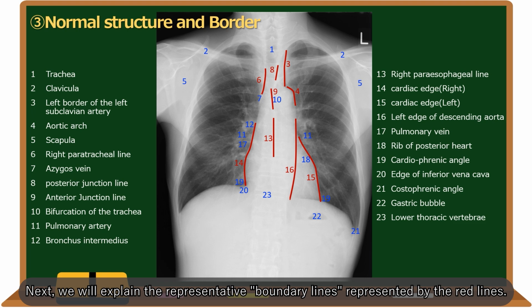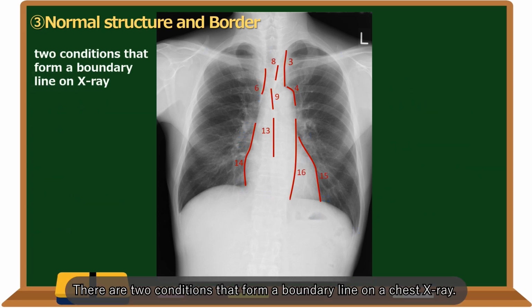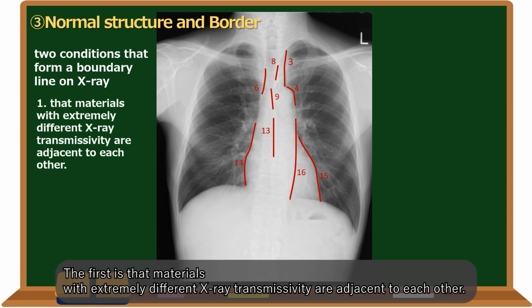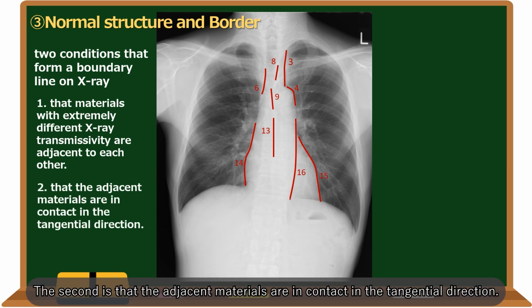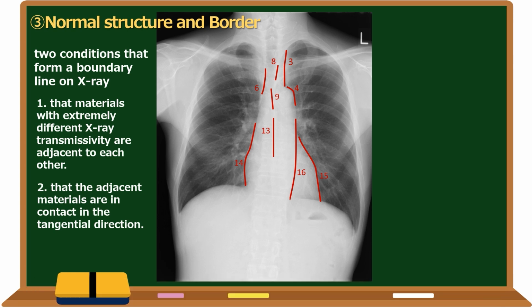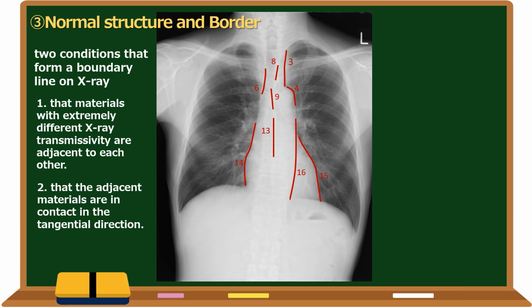Next, we will explain the representative boundary lines, represented by the red lines. There are two conditions that form a boundary line on the chest X-ray. The first is that materials with extremely different X-ray transmissivity are adjacent to each other. The second is that the adjacent materials are in contact in the tangential direction. When both of these conditions are met, a boundary line is formed. Let's take a look at each one.